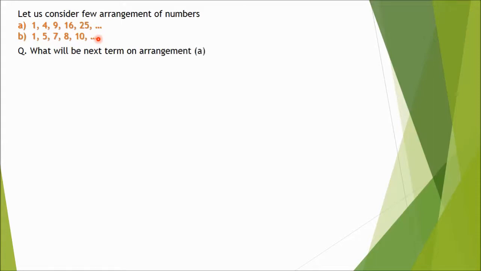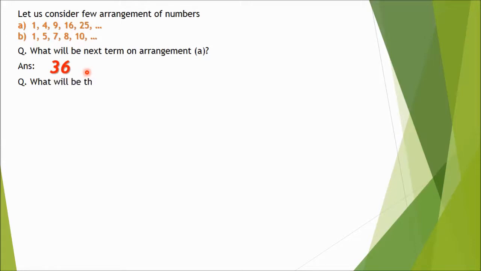Can you guess the answer? Okay, guess the answer, and see whether your guess is correct or not. The answer is 36. The next term after 25 will be 36 in arrangement A. Now we are building towards something special, something very useful.